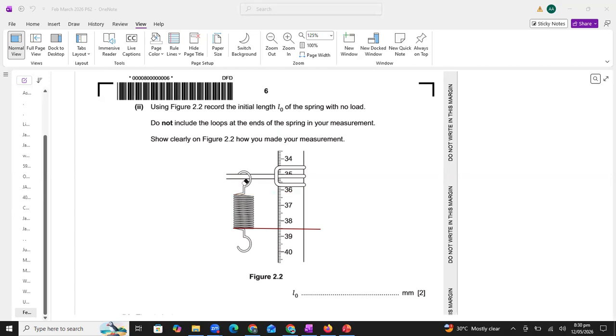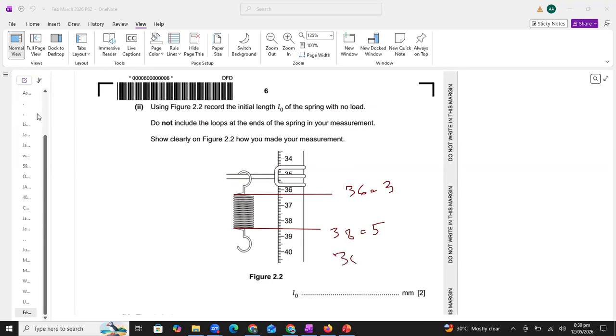I think I didn't draw this line correctly. Just 1 minute, let me draw it again. Okay, now it's perfect. Now, students, we have to record the initial reading and final reading, and then we will subtract both of them to get the accurate answer. So what is the initial reading, students? It is 36.3. Am I right, students? And what is the final reading? The final reading value is 38.5.